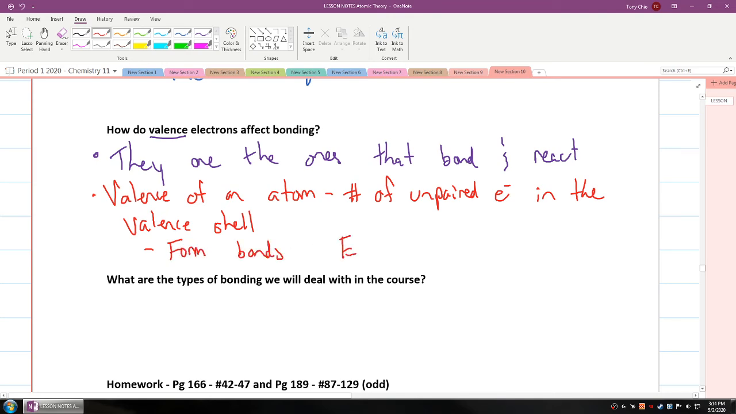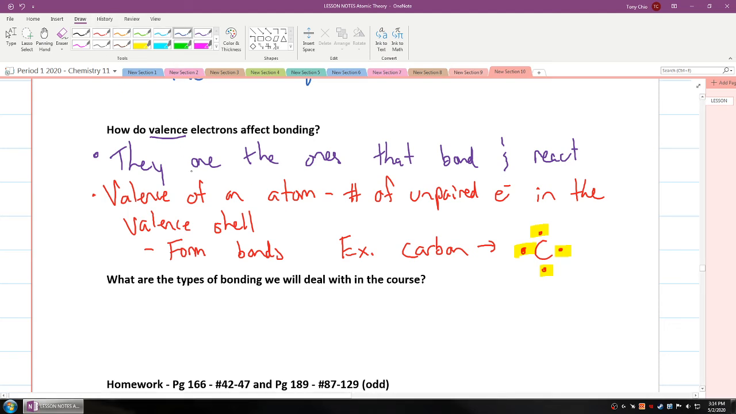An example of that: let's look at carbon. If you drew the Lewis structure of carbon, you're going to see that carbon looks like this. And thus the valence of the atom of carbon is going to be 4. There's one unpaired electron here, another one, another one, and another one. So it ends up being 4.